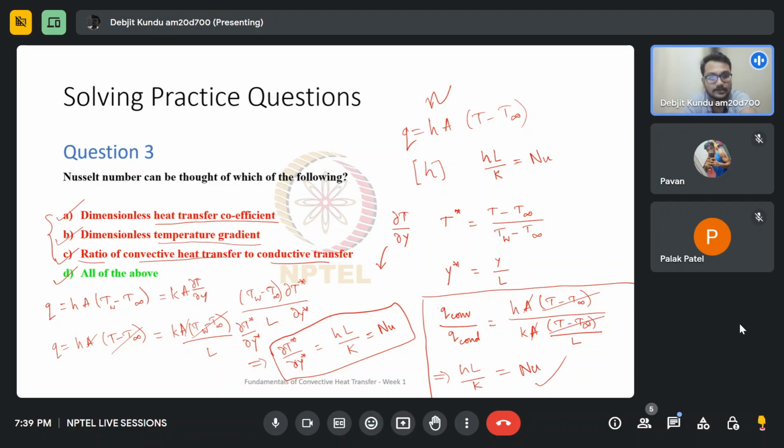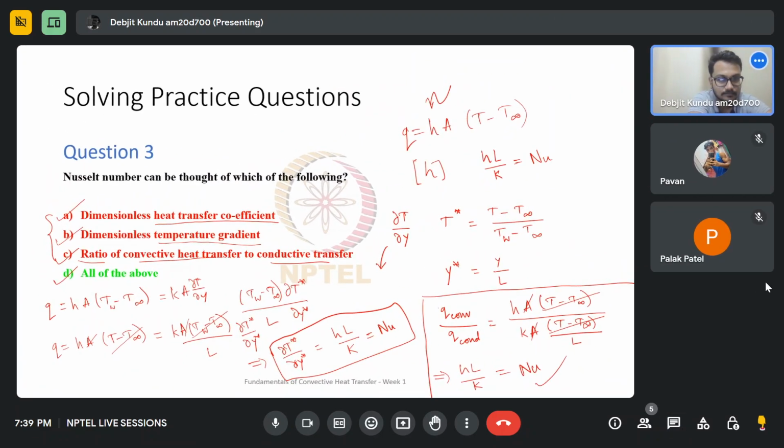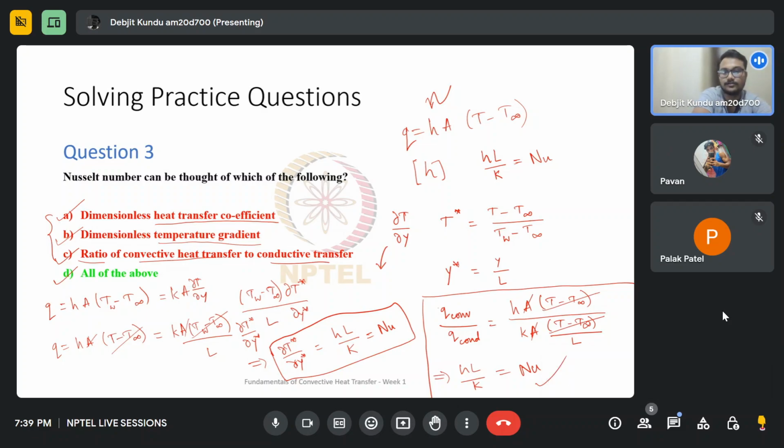Any confusion regarding this one? Is it clear? Okay, I've received a thumbs up emoji as it seems. Thank you for that. Okay, so if there are no doubts regarding this one, we will keep on moving.